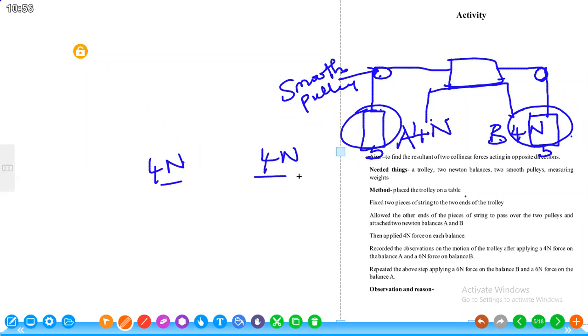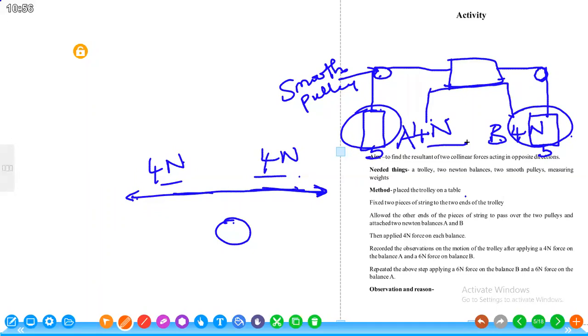What is the observation? The forces act in opposite directions. Here 4 Newton, here also 4 Newton. So the resultant force is 0, because the same forces are acting in the opposite direction along the same line of action. So in the first activity, the trolley does not move.